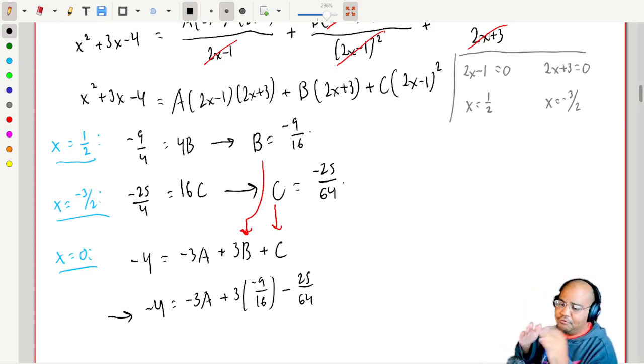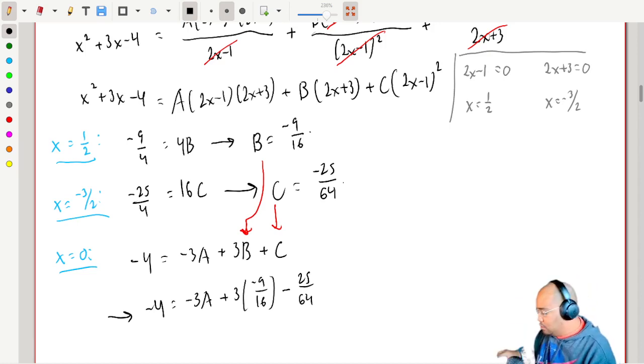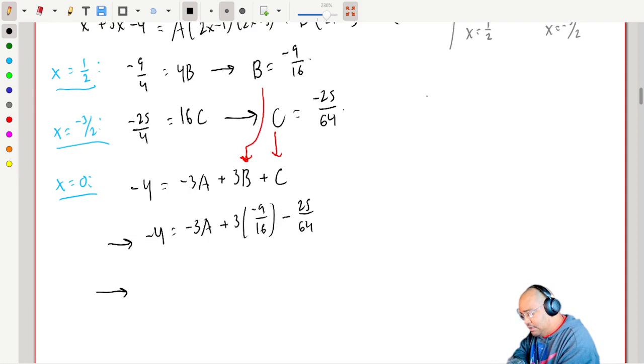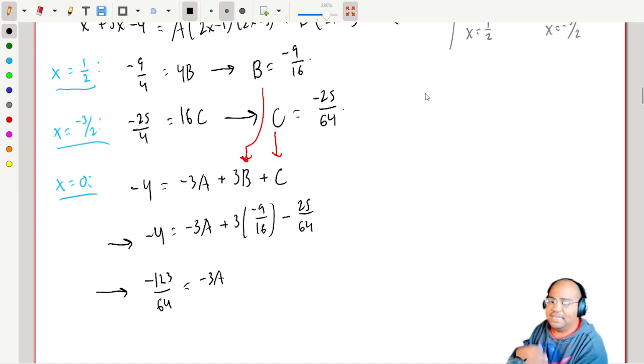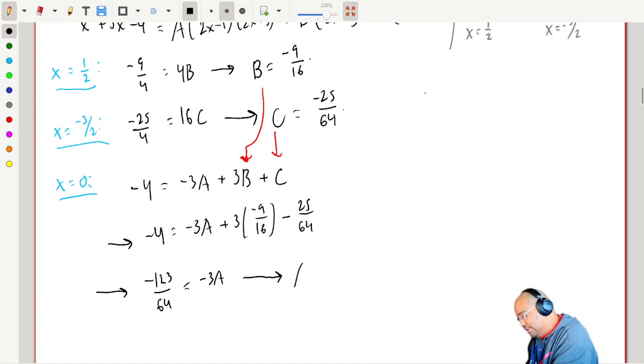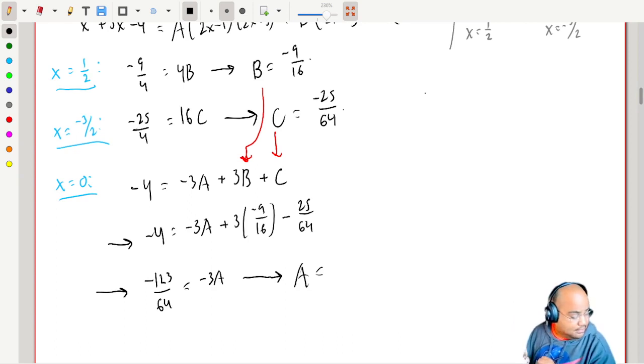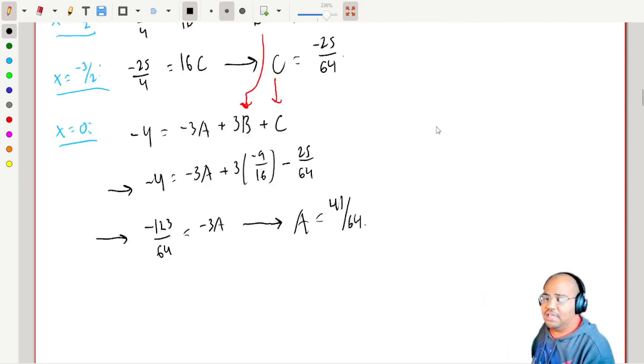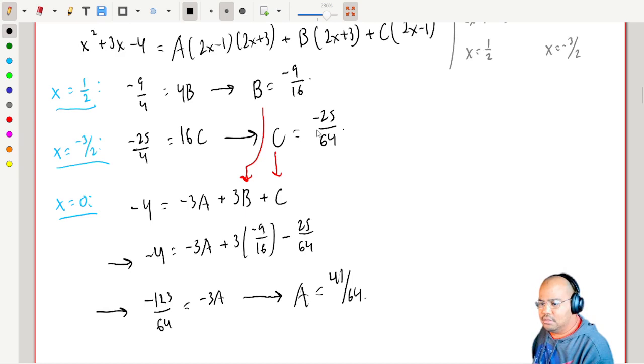And when I combine all the fractions and shove stuff over, okay, what I get, in the penultimate step, negative 123 over 64 equals negative 3a. All right, and the mating move, divide by negative 3. So we get that a is equal to, let's see, 41 over 64. So we've solved for a, b, and c.